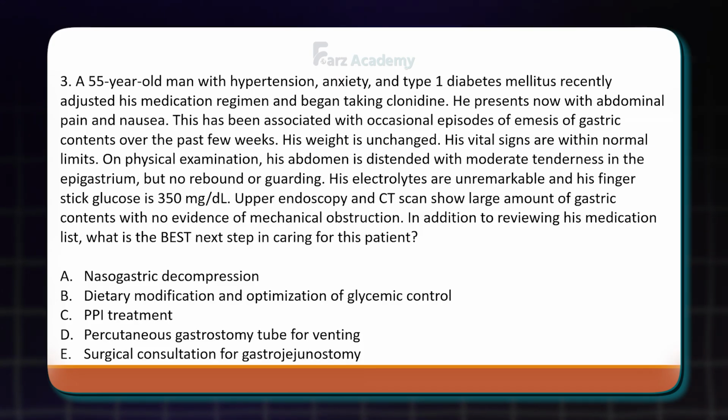Endoscopy and CT scan show a large amount of gastric content and no evidence of mechanical obstruction. In addition to reviewing his medication list, what is the best next step in caring for this patient? So the options are nasogastric decompression, dietary modification and optimization of glycemic control, PPI treatment, percutaneous gastrostomy tube for venting, or surgical consultation for gastrojejunostomy. You can answer in the chat box.